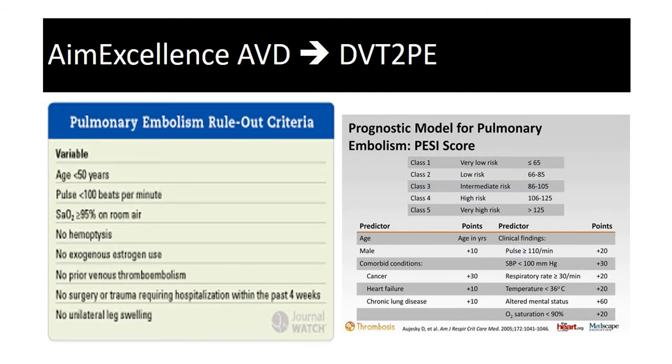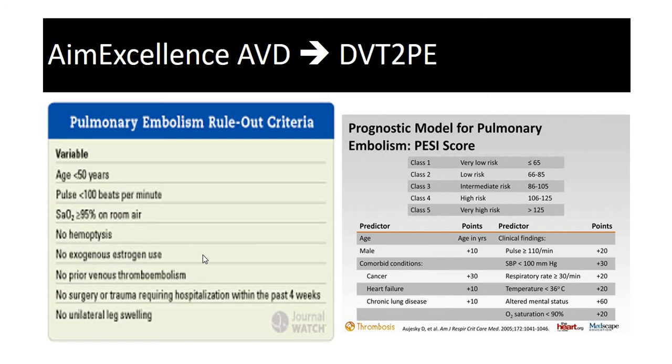There is another score that is known as pulmonary embolism rule out criteria. If these criteria are on the negative side, we can rule out pulmonary embolism confidently. And these are the factors like age and pulse and percentage of oxygen, hemoptysis present or not, exogenous oxygen use, prior venous thromboembolism present or not, and surgery or trauma requiring hospitalization within past 4 weeks, no unilateral leg swelling. So this is known as PERC criteria.